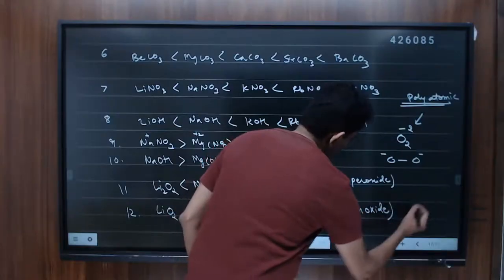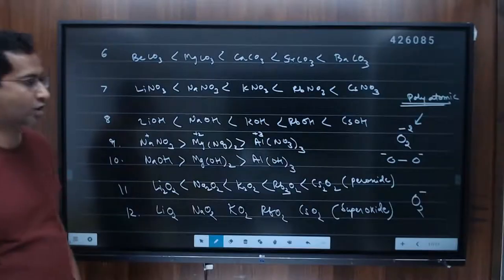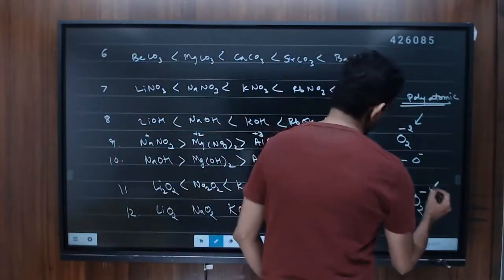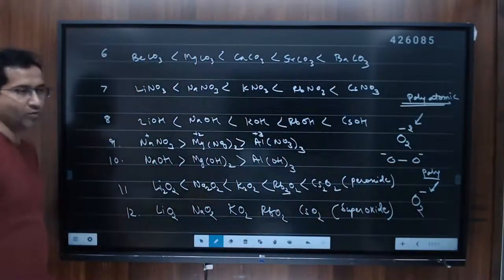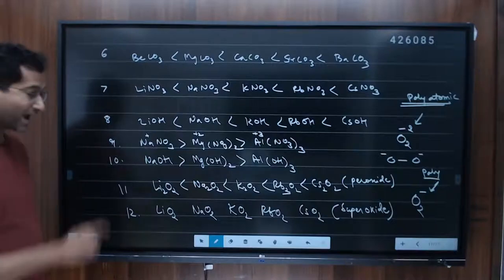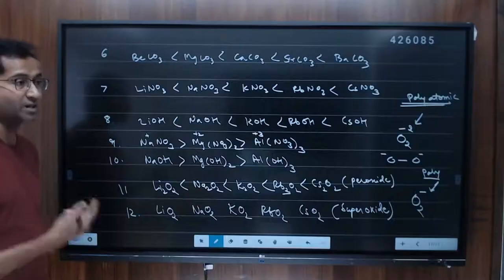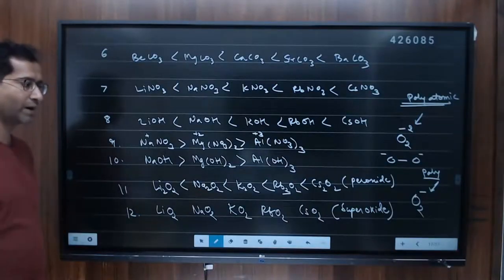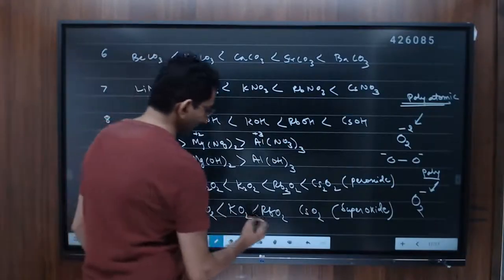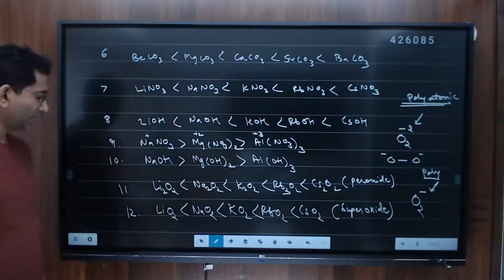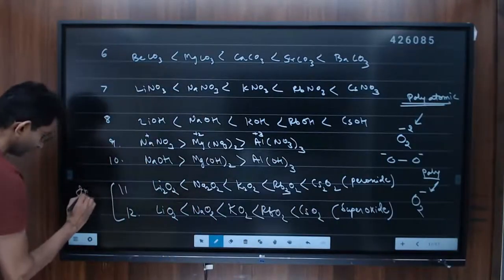Superoxide is O2 minus, and this is also made up of 2 oxygen atoms, and these also come under polyatomic. So in this also you will check polarization. Li plus smallest in size, it will create maximum polarization, maximum covalent nature, minimum thermal stability. So the order will be like this. Now see, this is very important. You mark this.